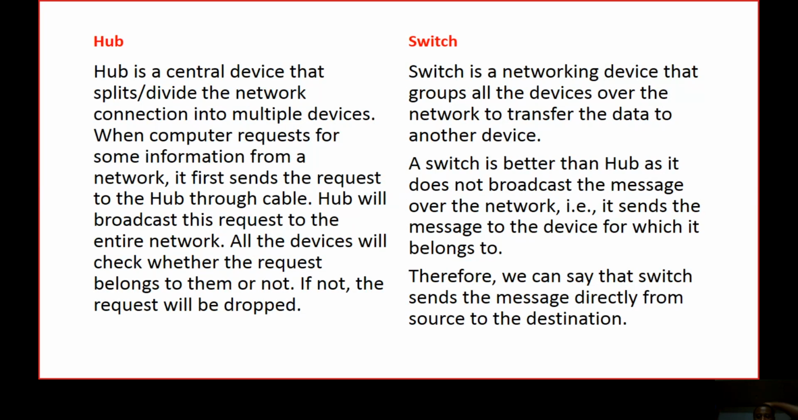So therefore, we can say that a switch sends the message to the device to which it belongs. But on the hub, all devices will check whether the request belongs to them or not. If not, the request will be dropped. So it means all devices will be receiving the message, and then after that they check if the request belongs to them or not. After checking, if not, it drops the request.